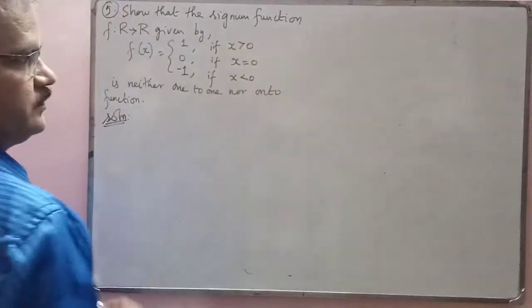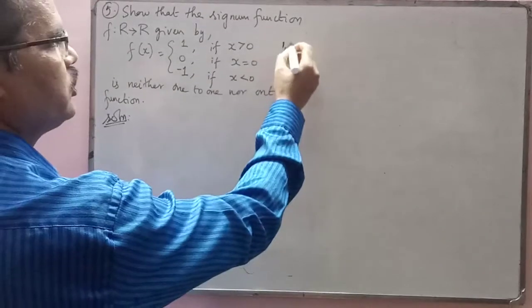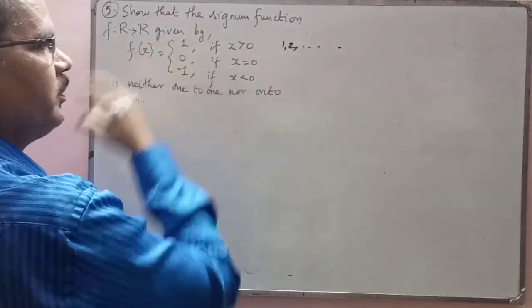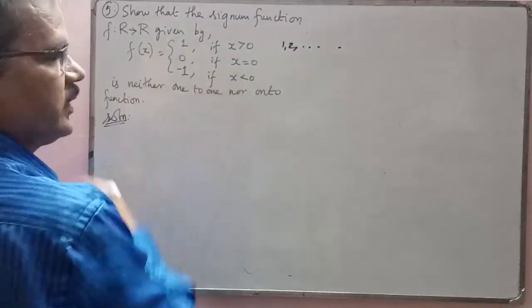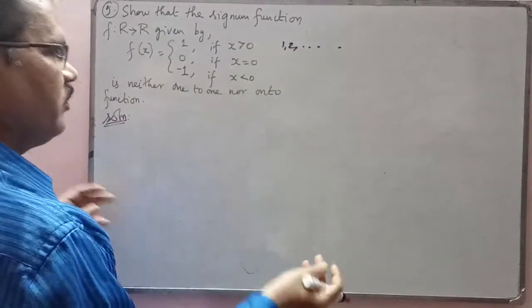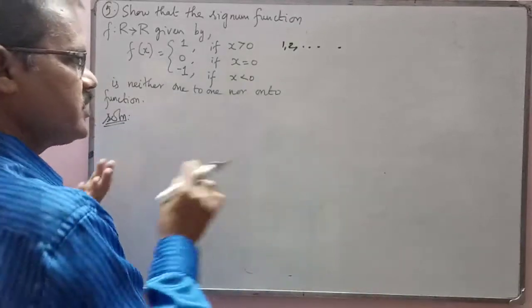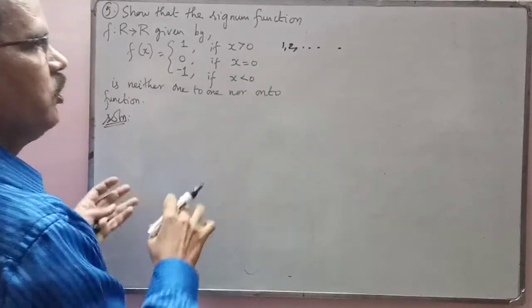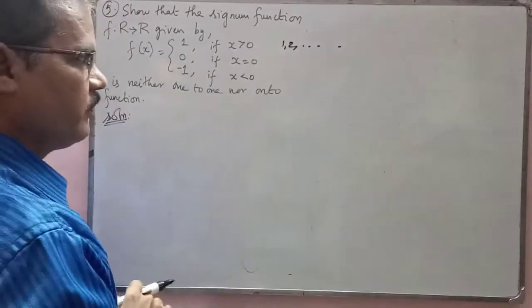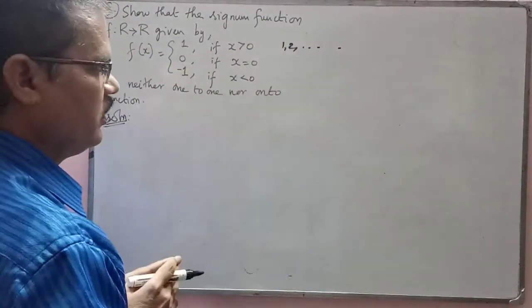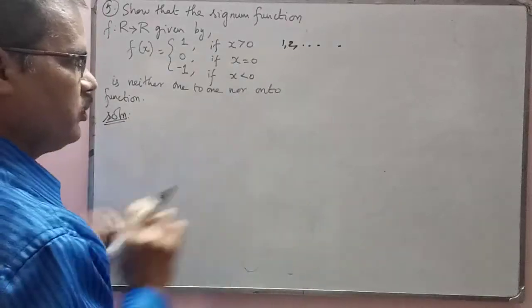X greater than 0. So, what are the numbers greater than 0? 1, 2, 3, 4, any number, your output will be 1. So, f of 1 is 1, f of 2 is 1, f of 3 is also 1. 1 and 2 are not the same, but the positive numbers are all mapping to the number 1. So, it is a many to 1 function. Right, children? So, it is not a 1 to 1 function.